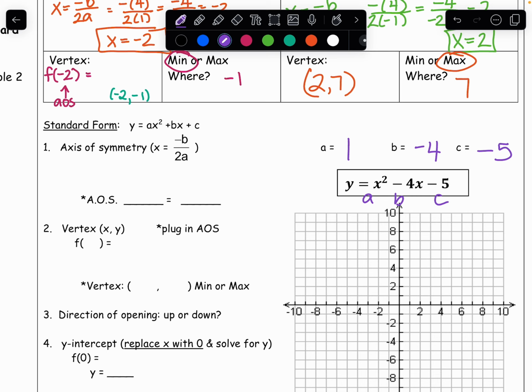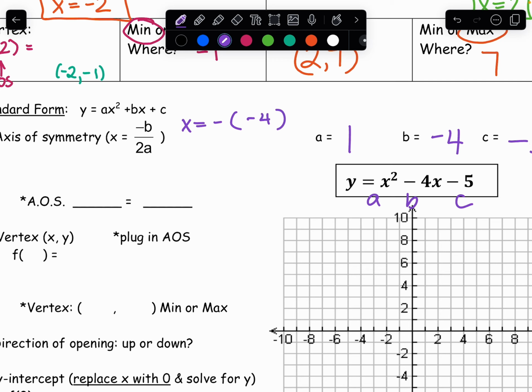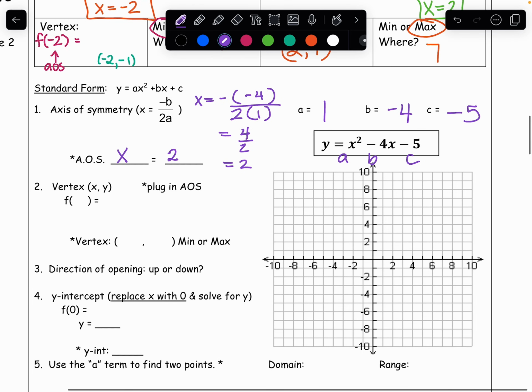So now that we have those identified, we can start by finding our axis of symmetry. So I'm going to have x equals negative b, which is negative 4, all over 2a, which is 1. And so when I simplify this, I get 4 over 2, which will give us 2. Now remember, our axis of symmetry is an equation. And so when I graph this, I'm going to use a dashed line for my axis of symmetry.